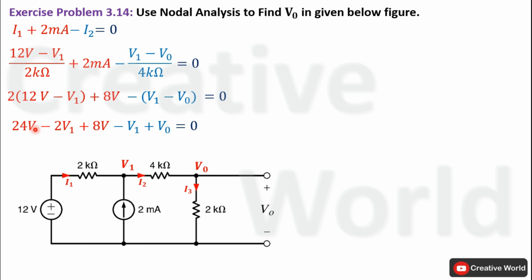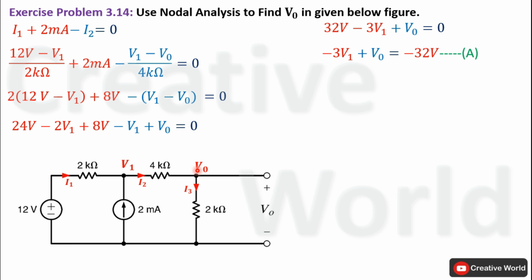The equation will become 24 volt minus 2V1 plus 8 volt minus V1 plus V0 equal to 0. Now add 8 volt and 24 volt together and sum up all values having same variables together. The equation will become 32 volt minus 3V1 plus V0 equal to 0. Place this constant value on the other hand side of equal. The equation will become minus 3V1 plus V0 equal to minus 32 volt. We cannot further solve this equation, so leave it for now and label it as equation A. It is the first node voltage equation of this network.